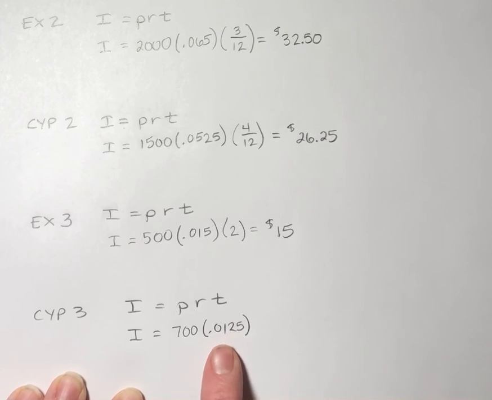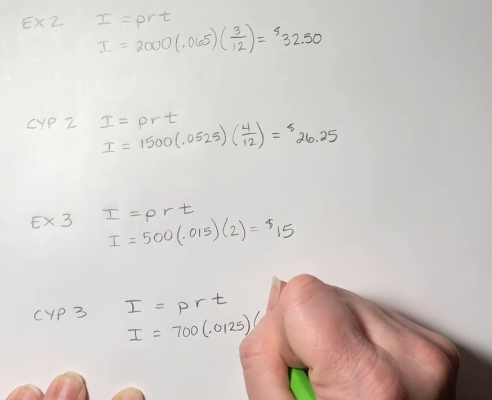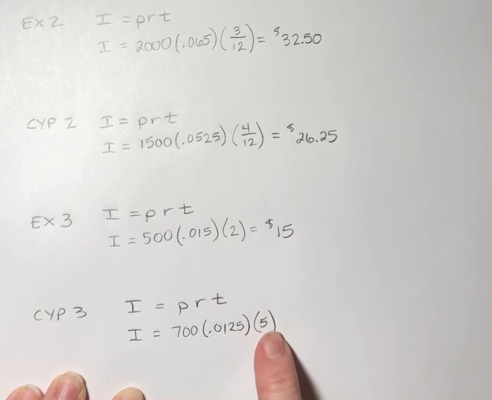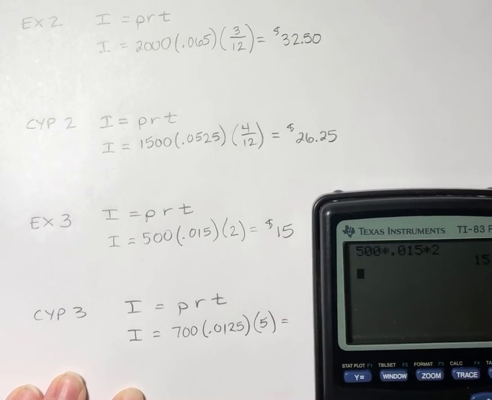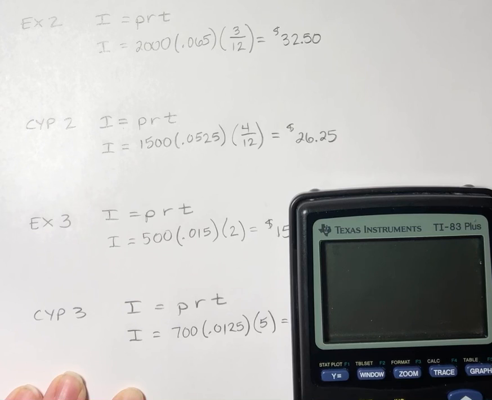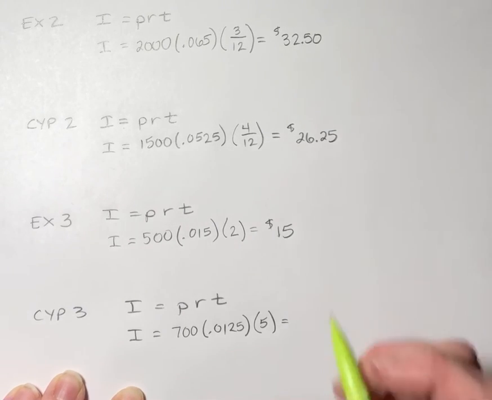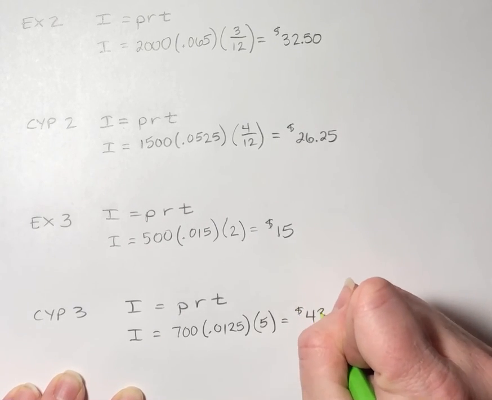And again, this is 1.25% per month, so my time is in months, and they told me it's a 5-month loan, so those units go together. So I'm going to enter that in my calculator, and I have 700 times 0.0125 times 5, or $43.75.